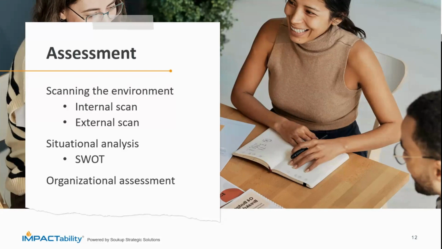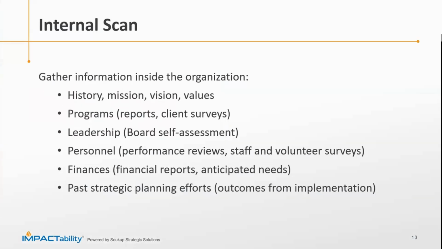If you don't have as much time, or your organization is smaller, maybe you don't have as much data, you can do sort of a mini org assessment. But it's important to really think about both internal and external factors that might influence your organization's operations and the success that you can have. So some of the things that you might want to think about within your organization as you're getting ready to set your goals and your strategy would be the history and, as I mentioned before, the mission, vision, and value statements of the organization.